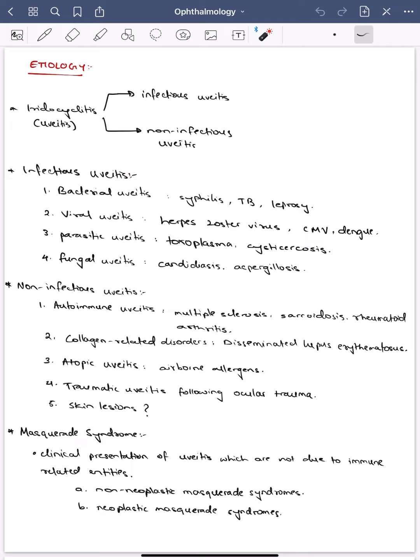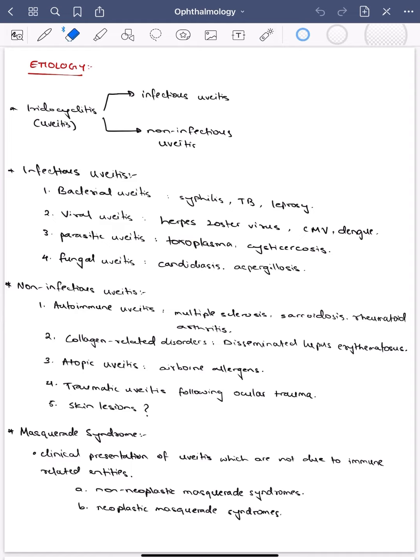Now the importance of discussing the etiology here is that when we are taking the history for a uveitis case, we should confirm the negative histories for the infectious uveitis and the non-infectious uveitis, and this can be understood by asking the patient. So suppose the patient might have had tuberculosis or leprosy, we have to mention that there is no history of cough or breathlessness. And for parasitic uveitis, toxoplasma is seen associated with pets, so we have to ask the patient, do you have any history of pets?